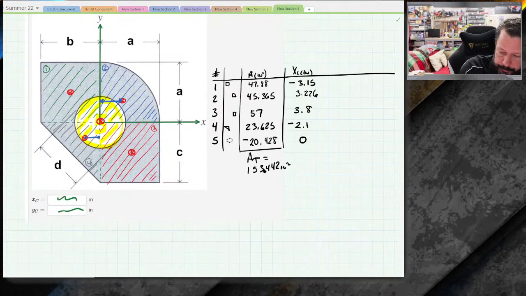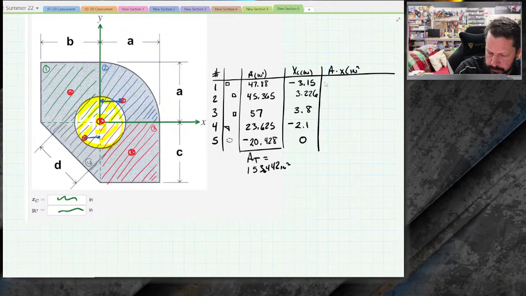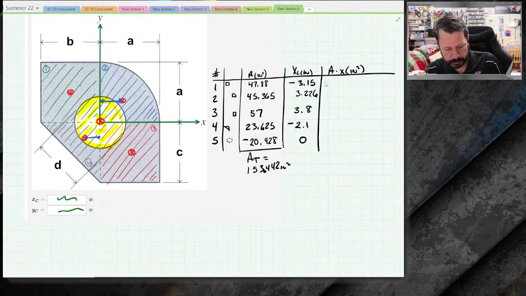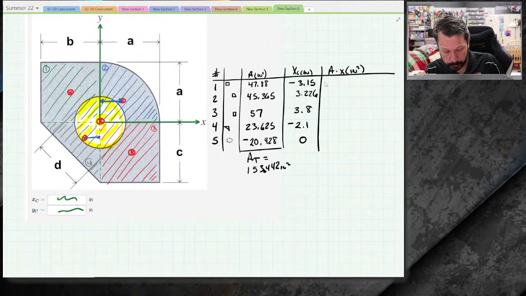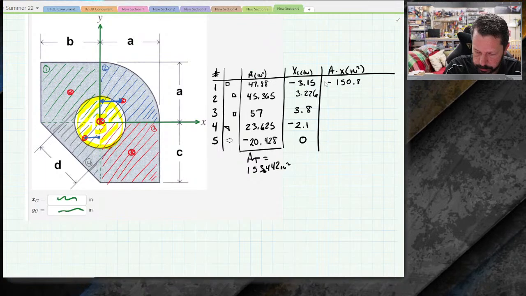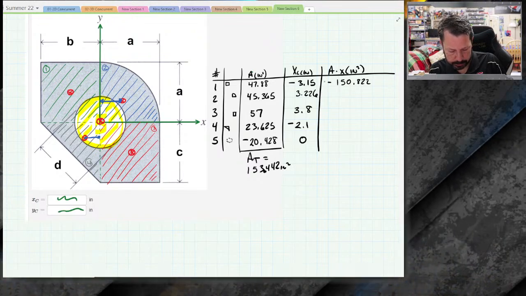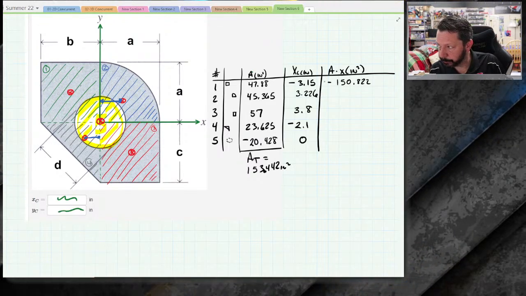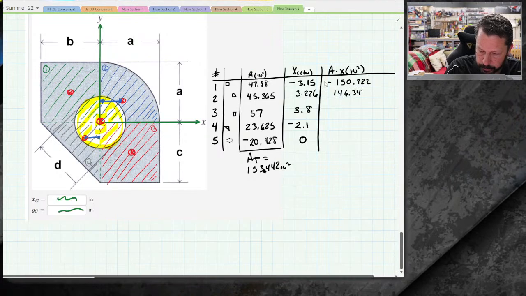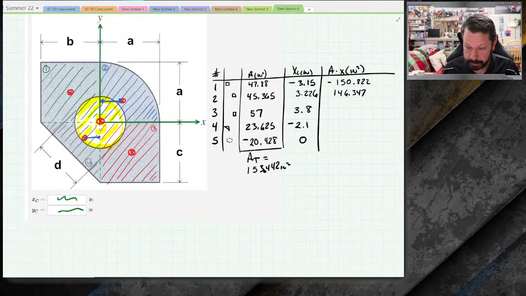So I need to create a column that is a times x. It'll have units of inches cubed. It's not a volume, but inches squared times inches would be inches cubed. So 47.88 times negative 3.15 is negative 150.822. 45.365 times positive 3.226 is 146.347. It is important to keep those negative and positive signs in there, though, because that matters.